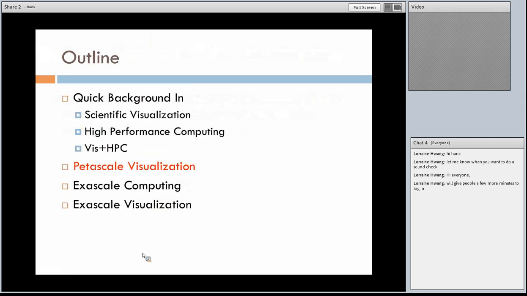Okay, so a quick outline. So we're back to the outline, and I want to talk some about petascale visualization.